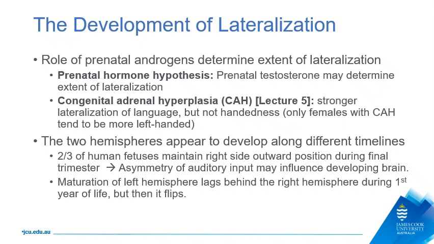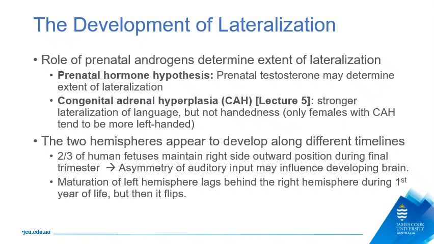Now we turn to the development of lateralization. The role of prenatal androgens can determine the extent of lateralization. There is a prenatal hormone hypothesis emphasizing prenatal testosterone determining the extent of lateralization. And we also have CAH from lecture 5, speculating that stronger lateralization of language but not handedness is related to CAH. The two hemispheres also appear to develop along different timelines.